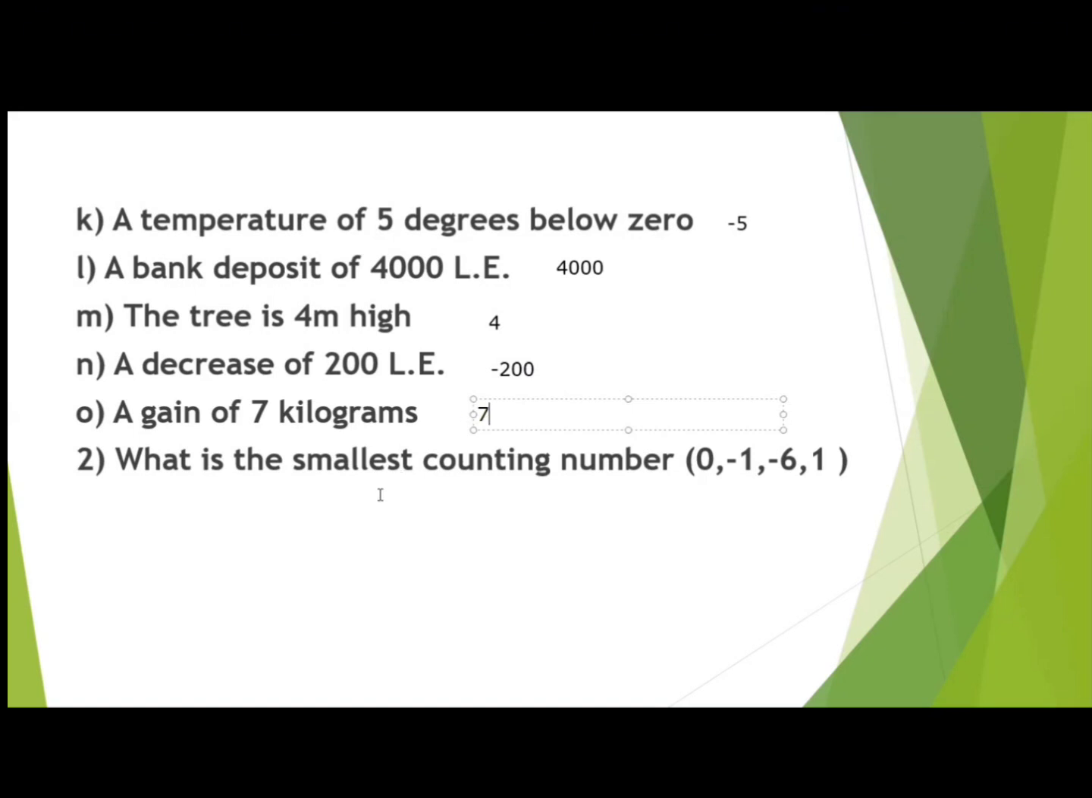What is the smallest counting number? When we count colors, for example, we don't start counting with 0. No, of course, we start with 1, then 2, then 3. So the counting numbers are what we use to count things. So the smallest counting number is 1.